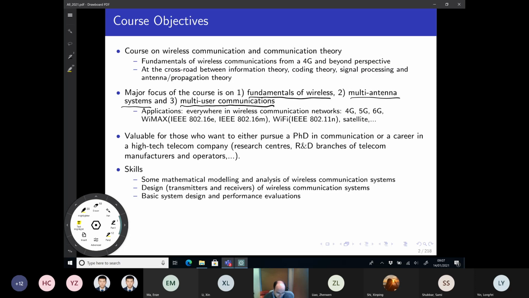Right, so the skills you will develop are mathematical modeling and analysis of wireless communication systems. We'll start with relatively simple things, and then go into more complicated stuff. And the math that we use there is essentially based on two things: probability and linear algebra. Those are really the two essential mathematical tools that we're going to use.